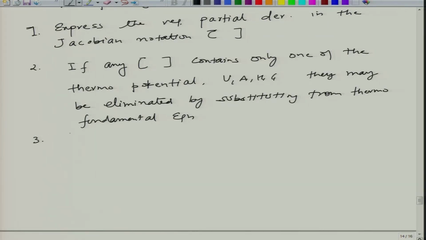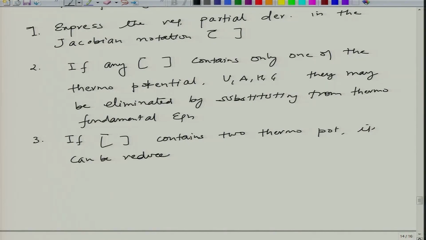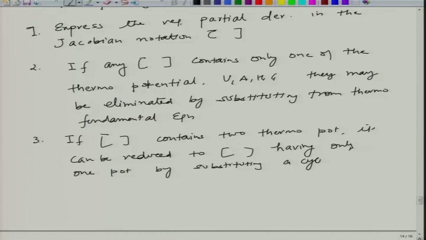Point number 3 is if it contains 2 thermodynamic functions or thermodynamic potentials, it can be reduced to an expression having only one potential by substituting or by making use of the cyclic relation. So, in such a case you have to use the cyclic relation.